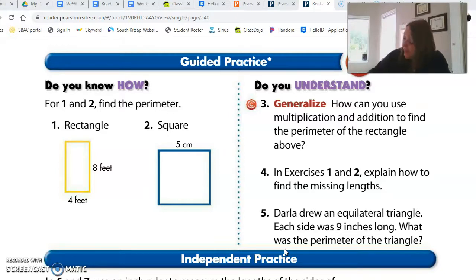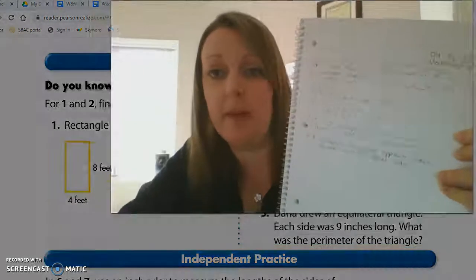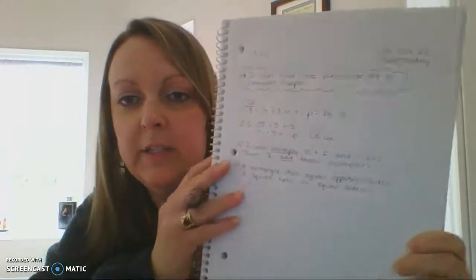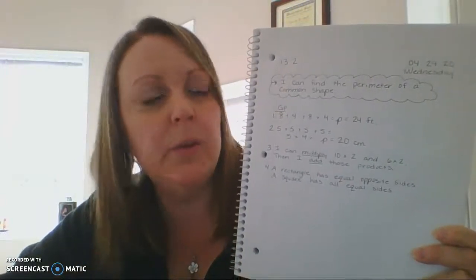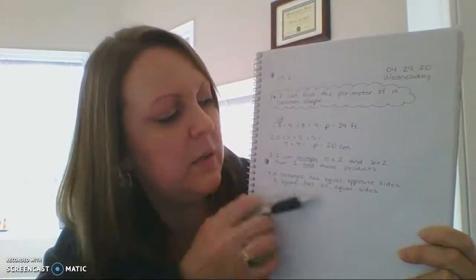Either direction. And a square has all equal sides. So that's why we are able to only mark some of them, and then we know what the length of the other sides can be. And these are again called common shapes, so there's nothing too strange about them because a rectangle has equal opposite sides and a square has all sides the same.